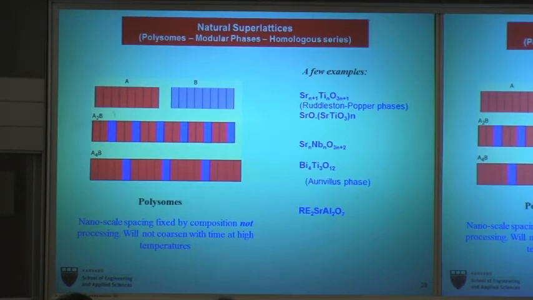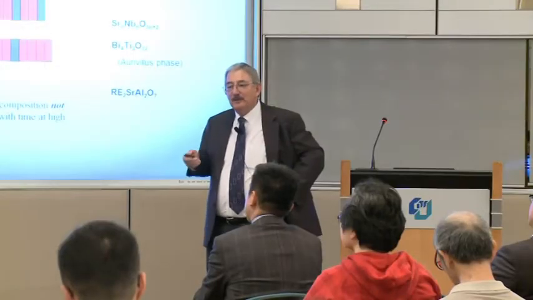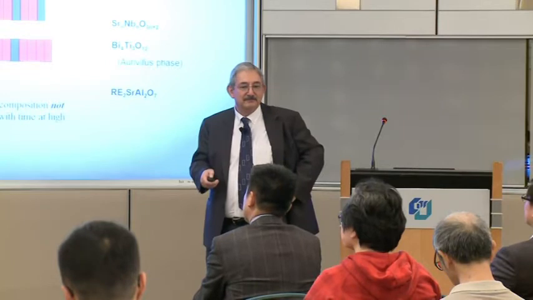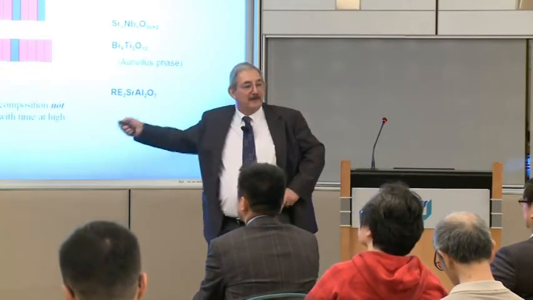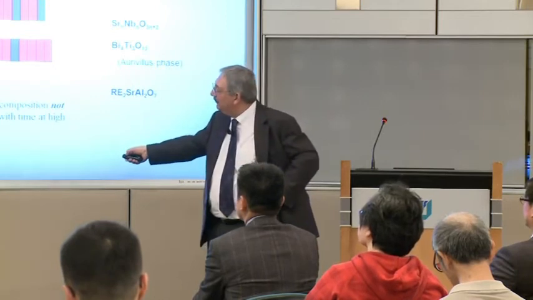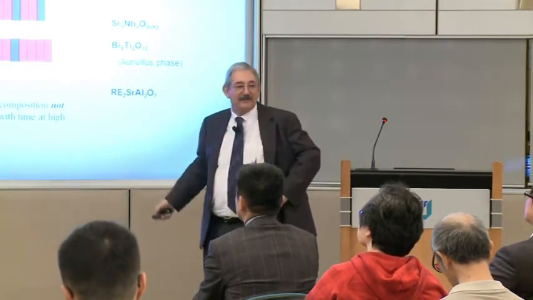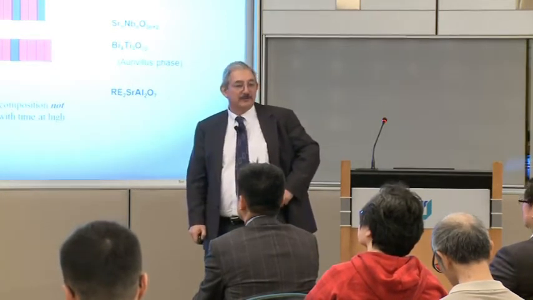And here's another composition. This is AB4. Now, in this case, it's very important to emphasize that the nanoscale spacing is determined by composition, not by processing. So it doesn't matter what temperature you take these to. If you have this composition, this will always have that natural superlattice structure.